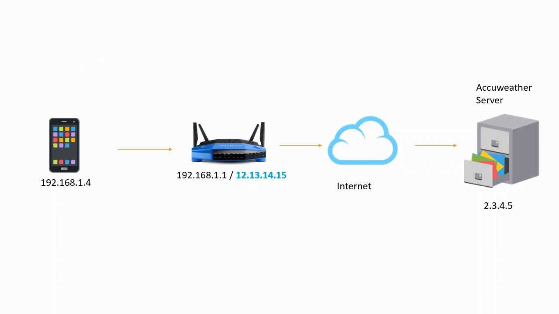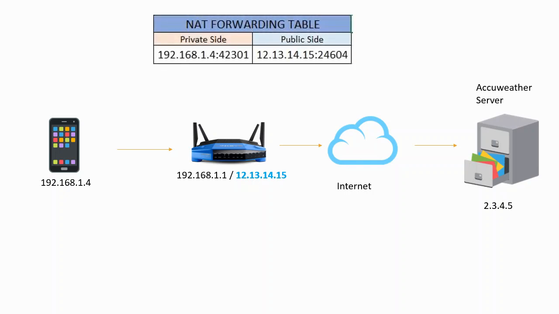Our home router then uses a network address translation table. This is the intelligent translation that the home router does. It takes the private IP address and translates it into an equivalent public IP address, and then it modifies the data packet. It replaces the private source IP address with the public IP address, which in our case is 12.13.14.15. And it sends that packet to the AccuWeather server.